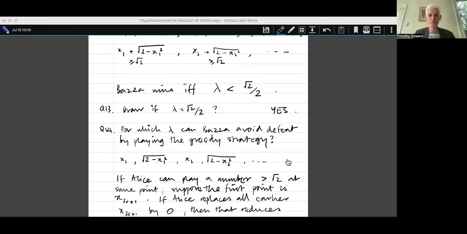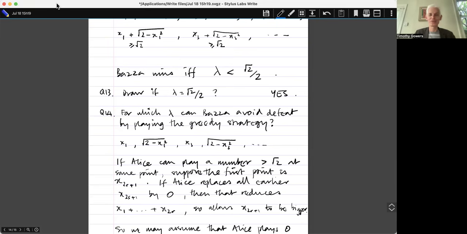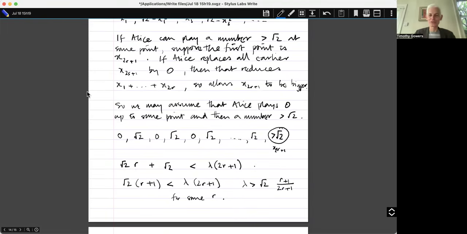What about if lambda is less than root 2 over 2, then Bazza has a winning strategy, which is indeed the strategy that I identified. And if lambda equals root 2 over 2, the solution does say that it's a draw. So to my great relief, it's always nice, what I've got agrees with the official solution, so I have done that question.